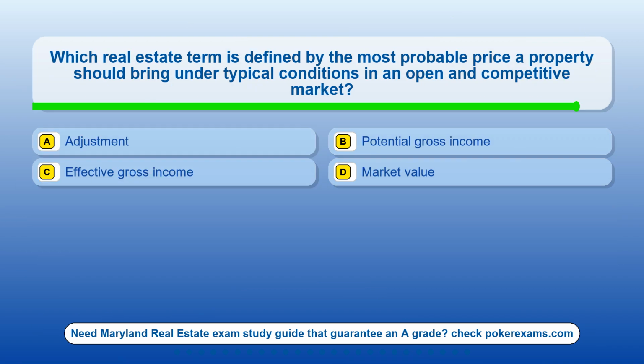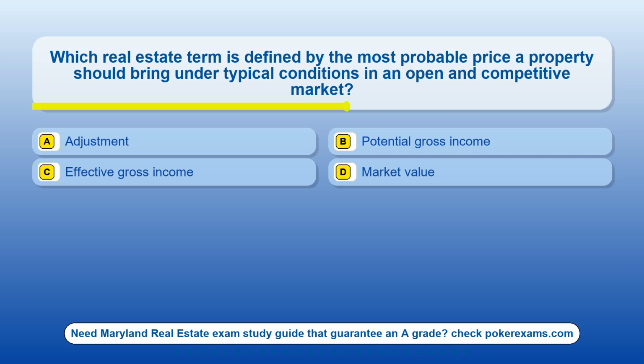Question 22. Which real estate term is defined by the most probable price a property should bring under typical conditions in an open and competitive market? Option A, adjustment. Option B, potential gross income. Option C, effective gross income. Option D, market value.